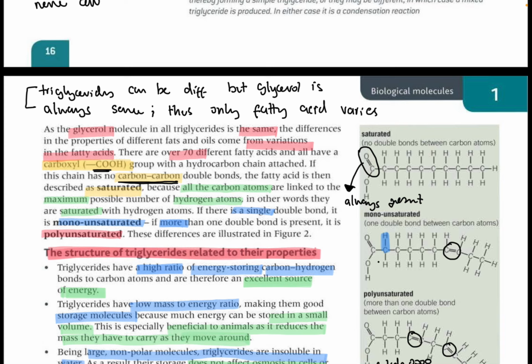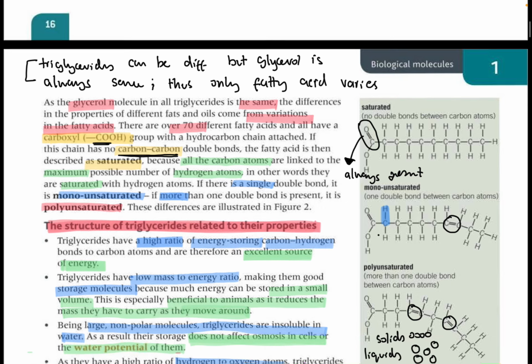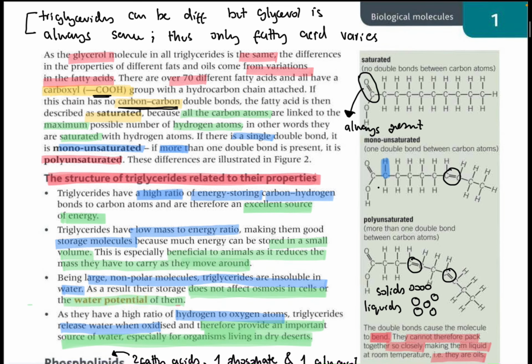Essentially what this means is triglycerides are made up of your fatty acid and your glycerol. Triglycerides can be different, but we know that for every single triglyceride, the glycerol is always going to be the same, which means that one thing has to be changing, and that thing is the fatty acid. So the glycerol molecule is always the same.